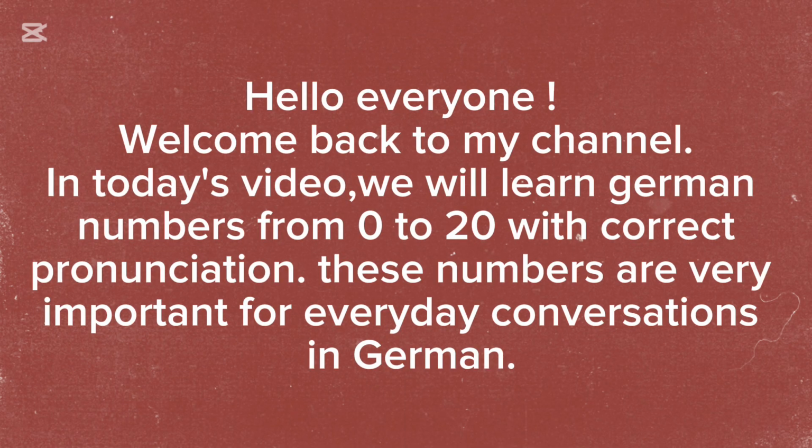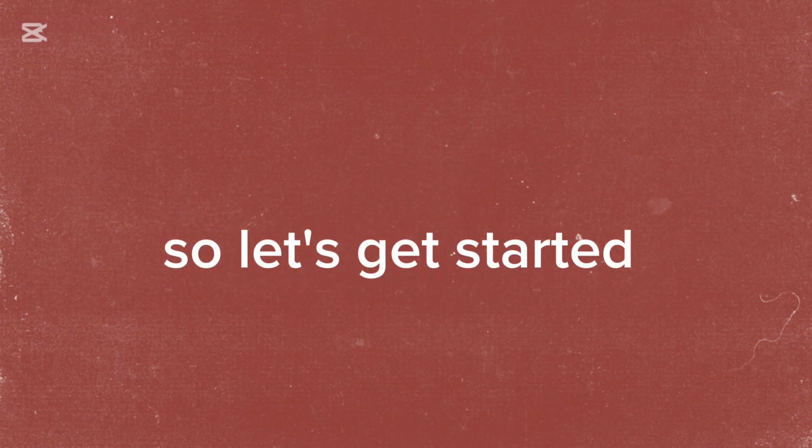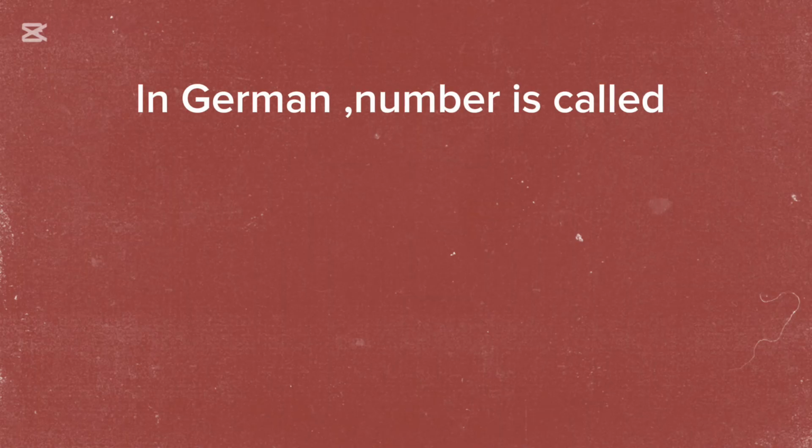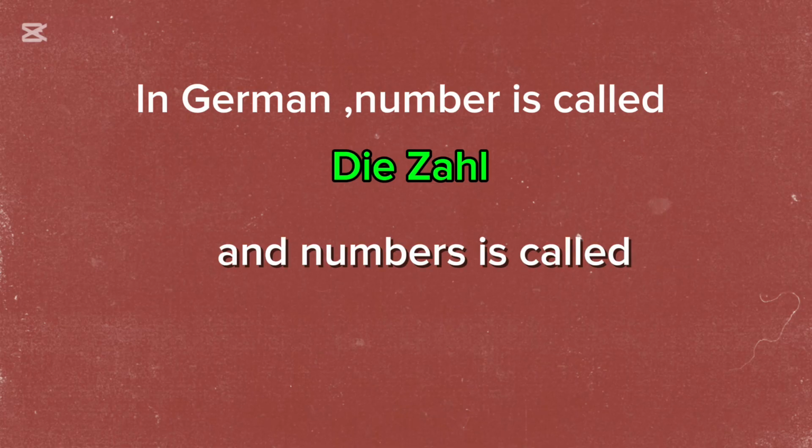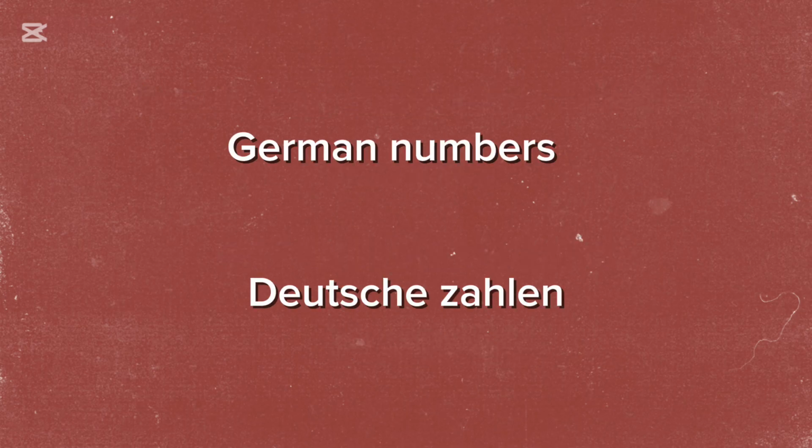In today's video, we will learn German numbers from 0 to 20 with correct pronunciation. These numbers are very important for everyday conversations in German. So let's get started. In German, number is called Die Zahl, and numbers is called Die Zahlen. German numbers. Deutsche Zahlen.